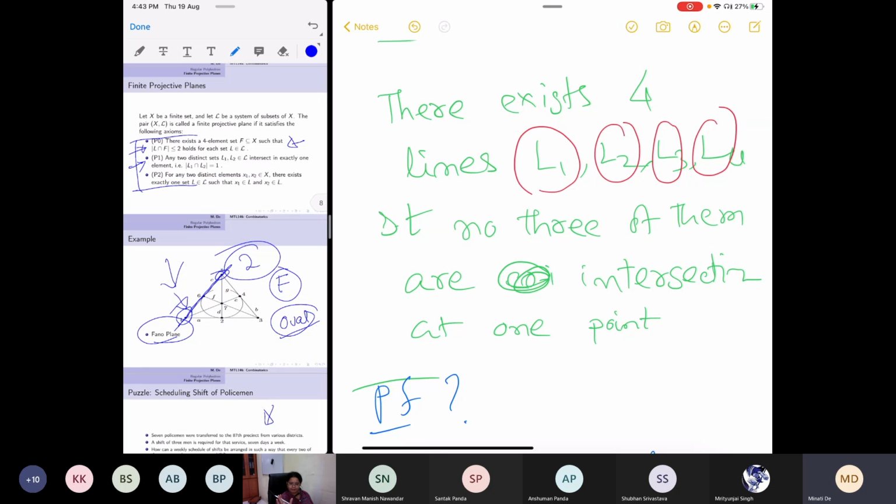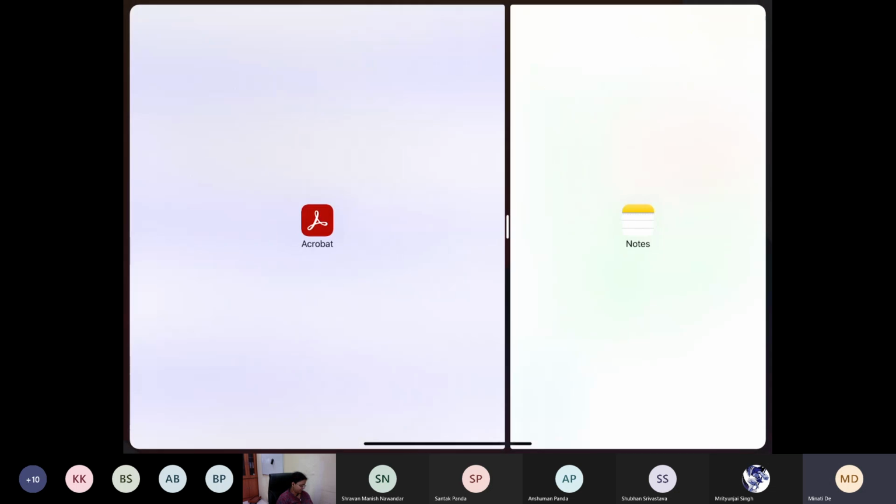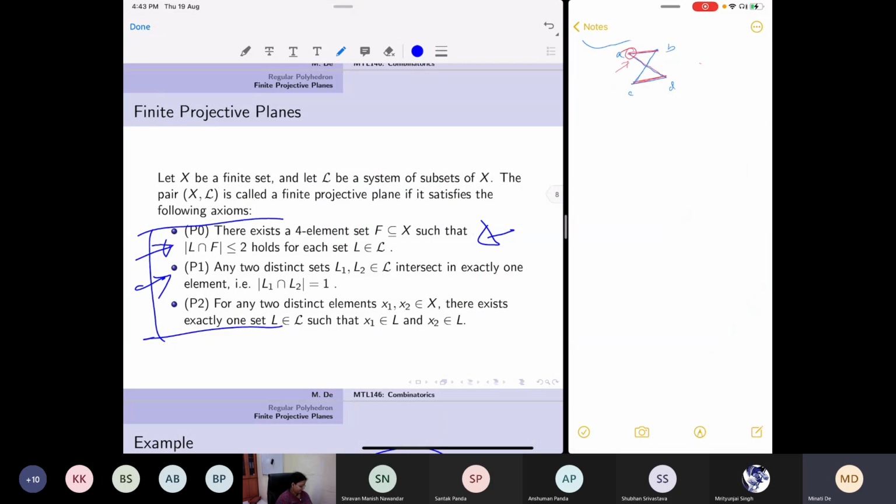So P0 is done. In this way, you have proved that the set system obtained by performing the dual operation satisfies the property P0. There is no doubt about that. Now let's try to prove P1 and P2. Is it very obvious? Do we not need to prove anything?